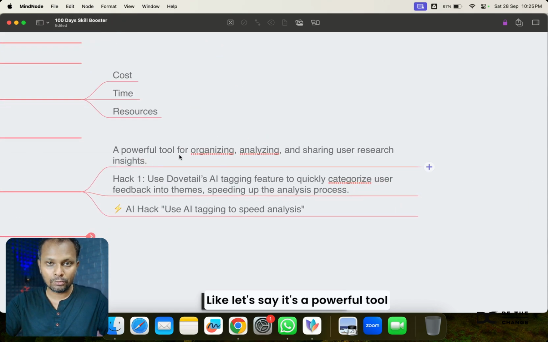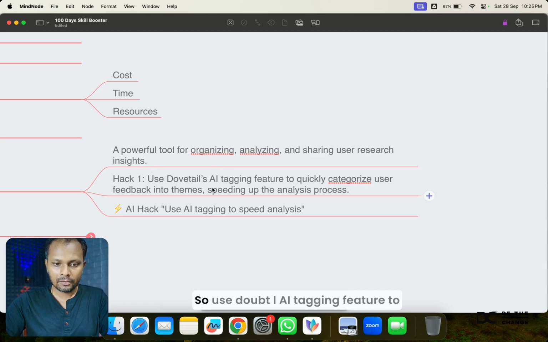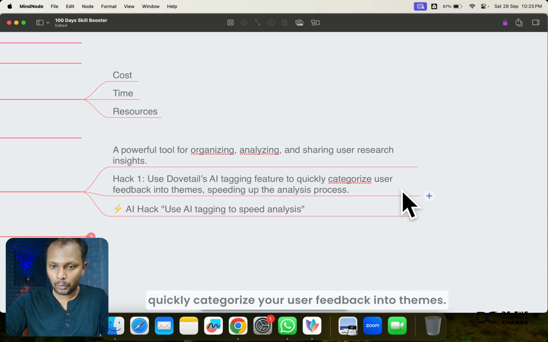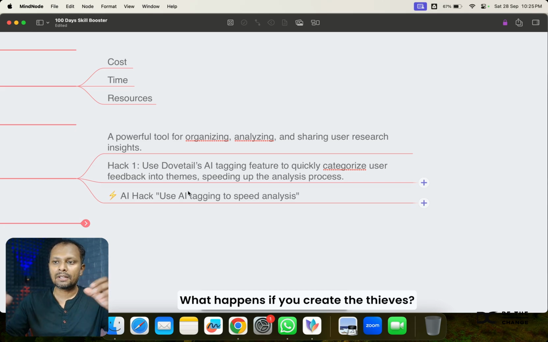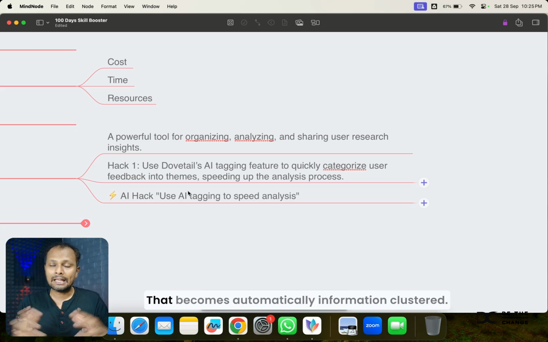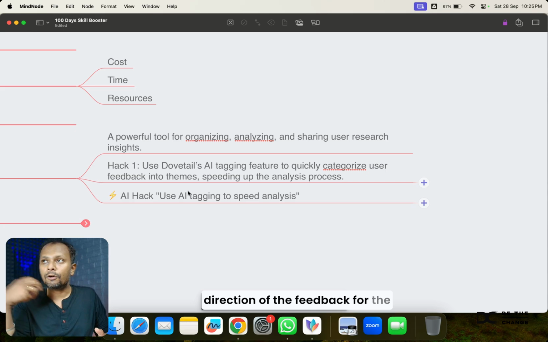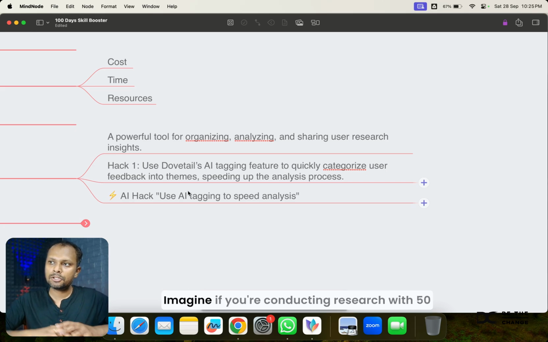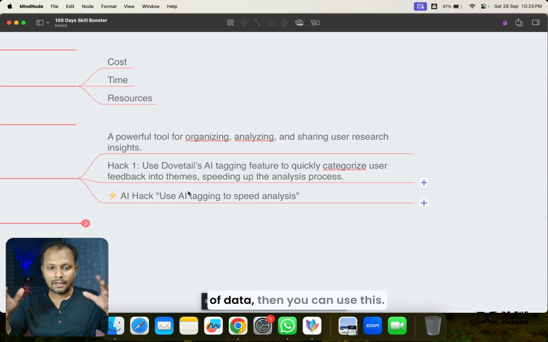It's a powerful tool for organizing, analyzing and sharing your user research insights with people. Use Dovetail's AI tagging feature to quickly categorize your user feedback into themes. What happens when you create themes? The feedback automatically gets sorted, clustered, and aligned in one direction for whatever insight has been received. Imagine if you're conducting research with 50 people, you'll get complex data, right? I'm just showing you a small example, but imagine that. Once you have that kind of data, then you can use this.